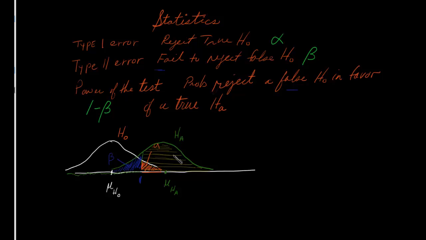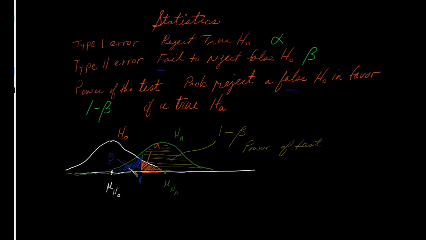Now that's all the area under the green curve, the alternate, except for this piece that we've cordoned off over here, except for beta. So this area has got to be everything that's left, namely 1 minus beta. And that's called the power of the test. And it's the ability or the probability that this test will find in favor of HA when HA is true.